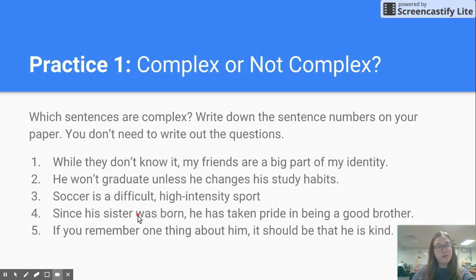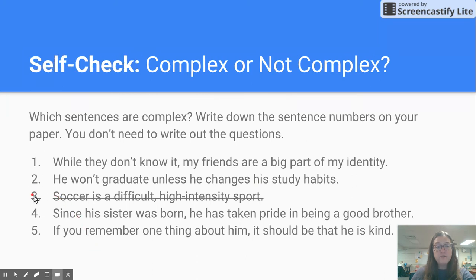All right, what you're going to do right now is a little bit of practice. So all I want you to do on your piece of paper, and feel free to pause the video if you need more time, is just write down the numbers of the sentences that are complex. There are 5 of them. Which ones are complex? Just write down the numbers. All right, I'm going to put the answers up. All of them are complex except for soccer is a difficult, high-intensity sport. There's only one verb, so this one is a simple sentence even though it's got a comma.